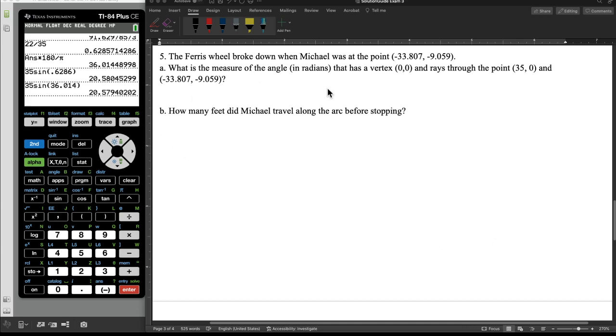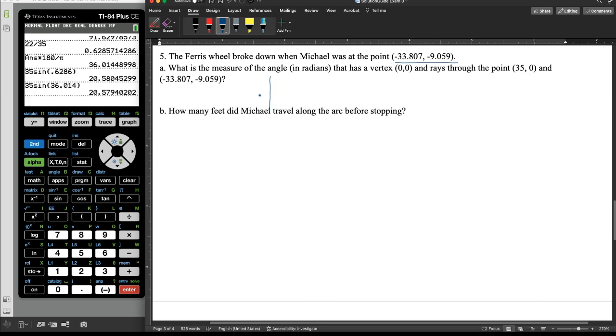So for question 5, we're given a point on the circle when the Ferris wheel broke down. So we're at this point. Notice that's going to be a third quadrant point because x is negative, y is negative. What is the measure of the angle in radians that has a vertex 0, 0 and rays through the point 0, 35, 0? Also, what's all this mean?